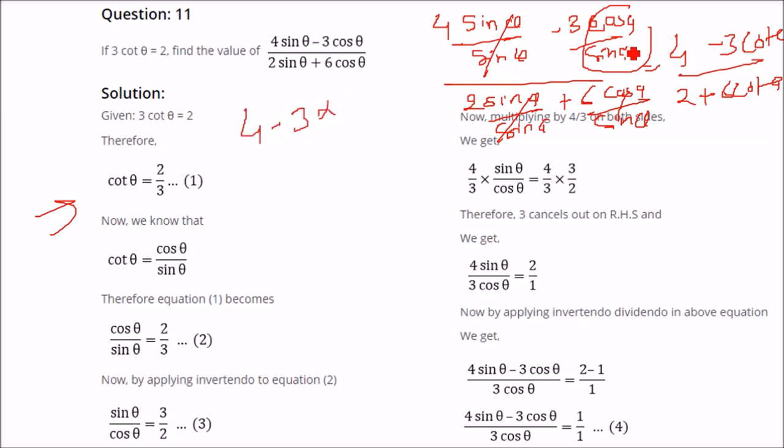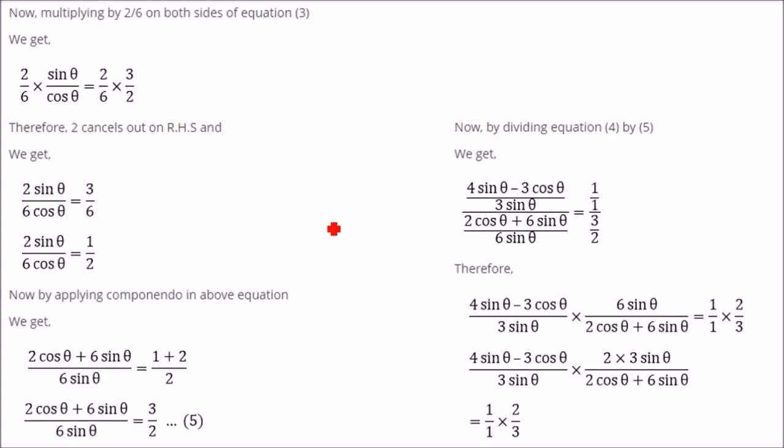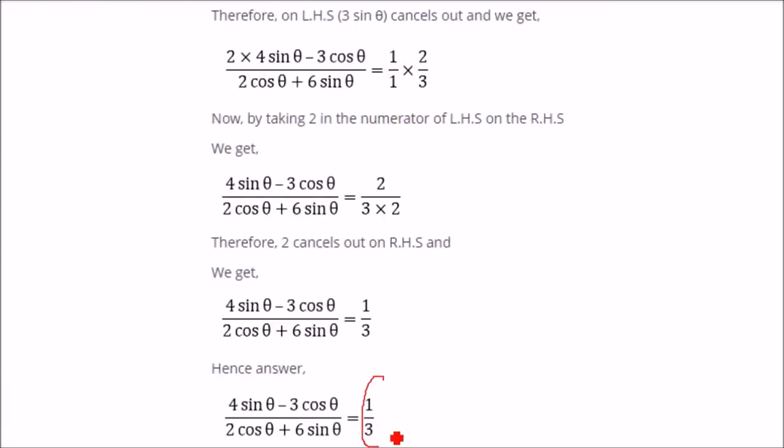4 minus 3 into cot theta is 2 by 3. Here you have 2 plus 6 into 2 by 3. This gets cancelled. 4 minus 2 is 2. 3 2s are 6. 2 2s are 4. 4 plus 2 is 6. So 1 by 3 is the answer. So this is a better way, but it means an easy approach to solve it. That is why I use this approach.